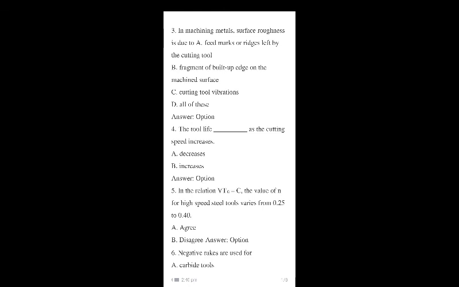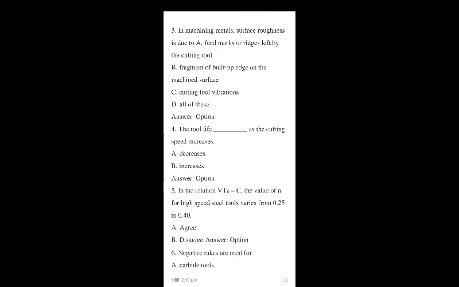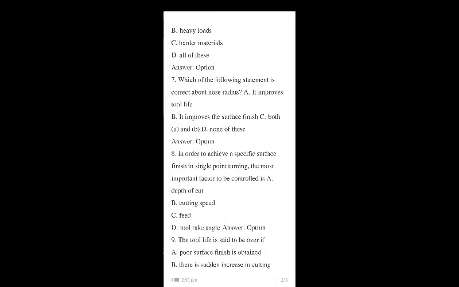Okay, now negative rakes are used for all these, that is for carbide tools, heavy loads, harder materials. Now option C, which statement is correct about nose radius? That both the statements are correct, option A and option B. Okay, so C option is correct for the question 7.